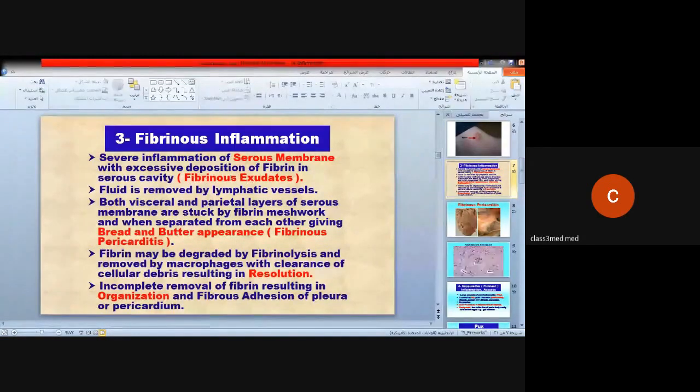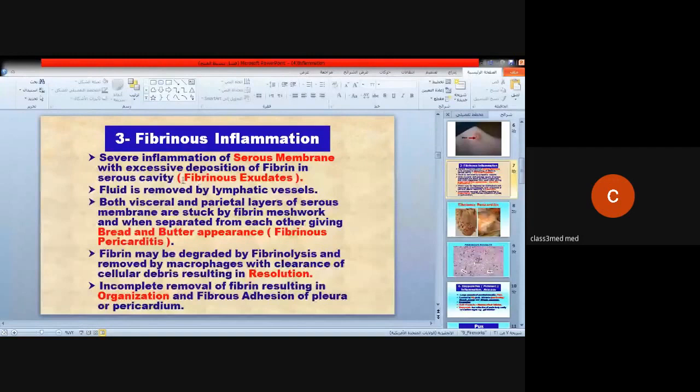So you see the differences between the morphologic patterns. Serous inflammation is the same inflammation of the serous membrane, but the severity is different, and the inflammatory exudate is different. In serous inflammation, there is watery fluid, while in fibrinous inflammation there is a fibrinous exudate. There is excessive deposition of fibrin.